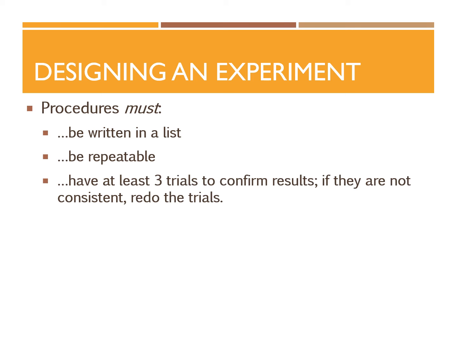You got to be able to do at least 3 trials of each one. So if you're measuring the height of something, you got to measure the height several times to make sure you're getting the same results each time and it's consistent. If you get a height that's not consistent with it, then you throw that one out and try it again, redo a trial.